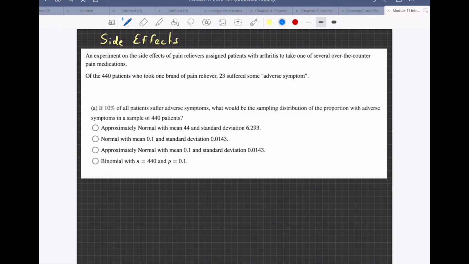Side effects. An experiment on the side effects of pain relievers assigned patients with arthritis to take one of several over-the-counter pain medications. Of the 440 patients, we have a number who took one brand of pain reliever, 23 suffered some adverse symptom. If 10% of all patients suffer adverse symptoms, notice this seems to be like the hypothetical value, right? 10% of all patients suffer adverse symptoms. What would be the sampling distribution of the proportion with adverse symptoms in a sample of 440 patients?